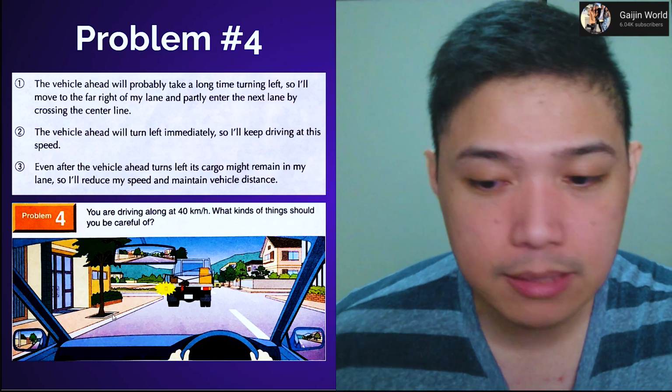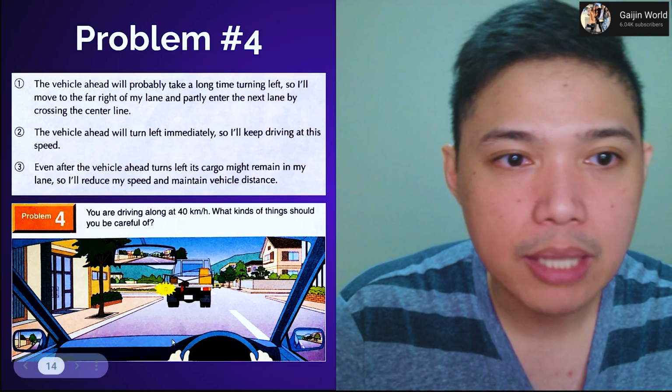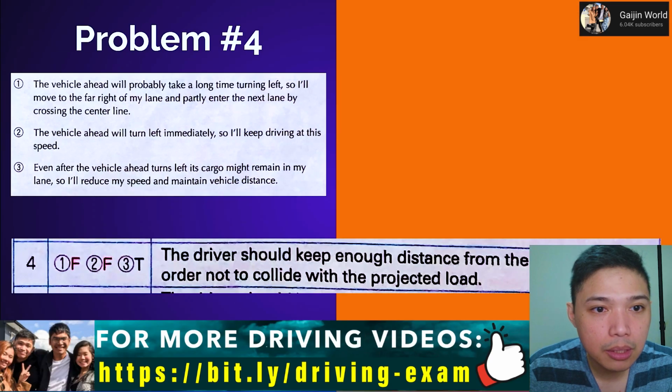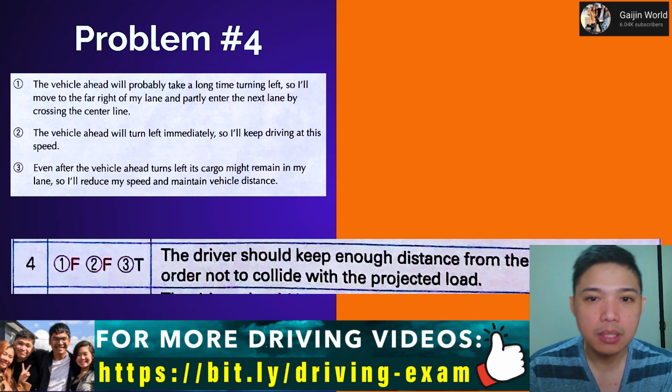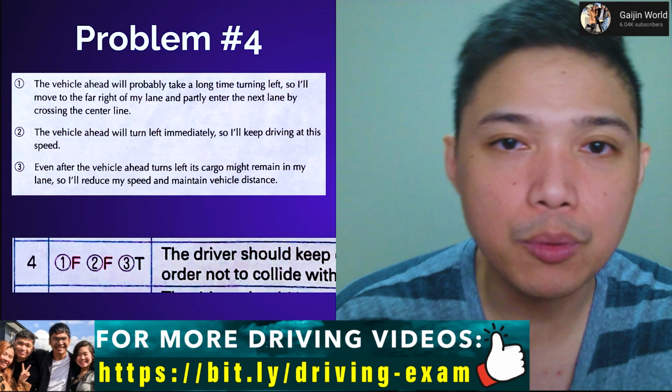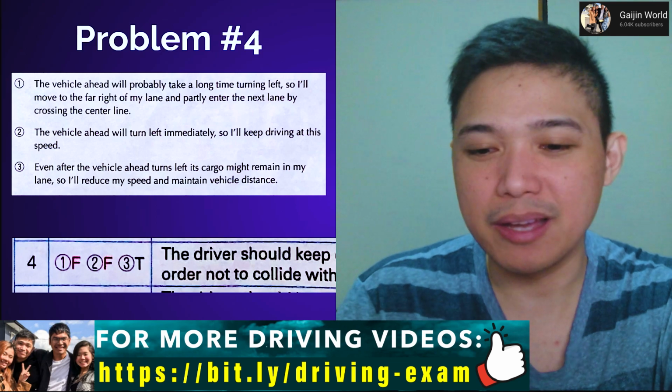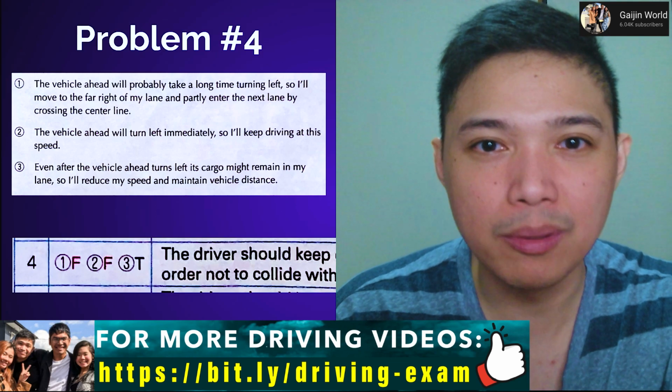Okay, and let's see if my answer is correct. And the answer is false, false, true. The driver should keep enough distance from the vehicle ahead in order not to collide with the projected load. Okay, that makes sense. I hope you have answered the entire problems correctly.